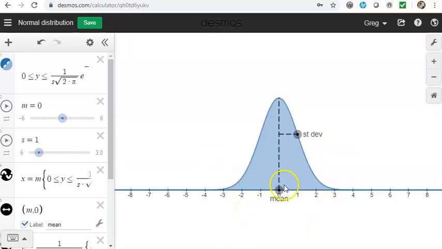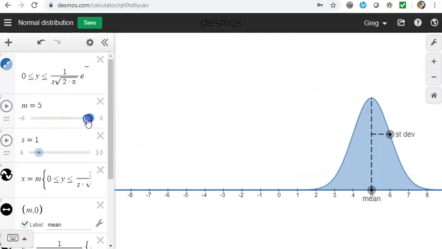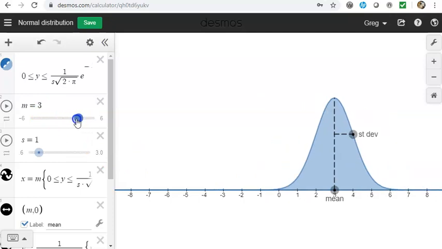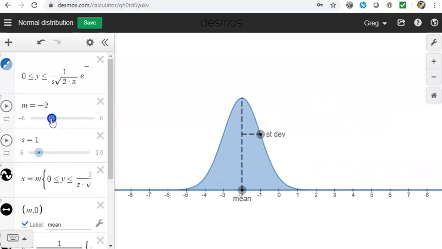So what the mean does, the mean is basically the location of the peak of the graph. So if I make the mean larger, that's going to move the normal distribution to the right. If I make the mean smaller, that's going to move it to the left.